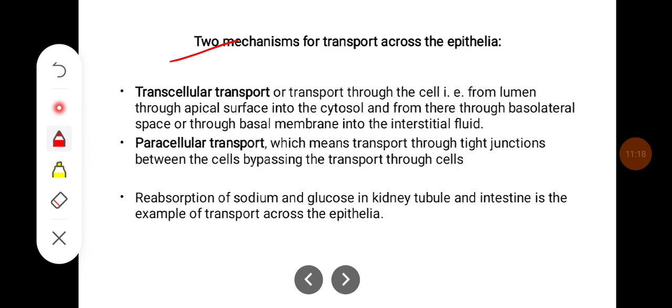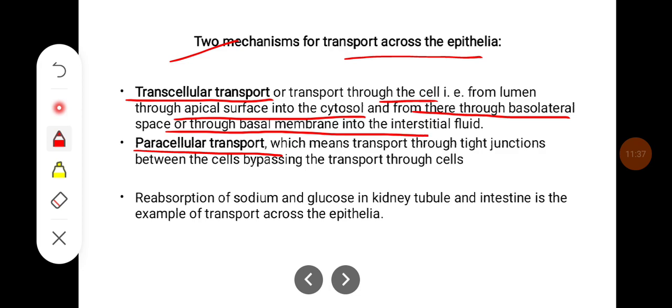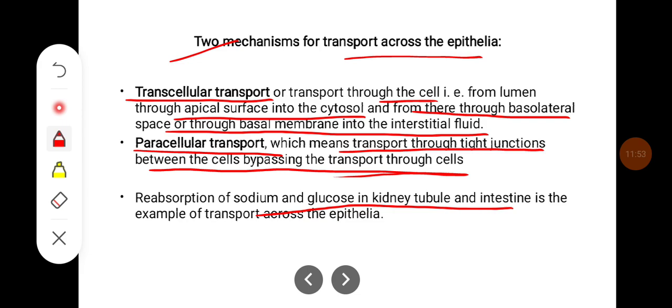By two mechanisms, the transport across the epithelia occurs. One is transcellular transport, another one is paracellular. Transcellular transport is through the cell, that is from the lumen through the apical surface into the cytosol, and from there through the basolateral space or through the basal membrane into the interstitial fluid. Paracellular transport means transport through tight junctions between the cells, bypassing the transport through the cells. Reabsorption of sodium and glucose in the kidney tubule and intestine is an example of transport across the epithelium.